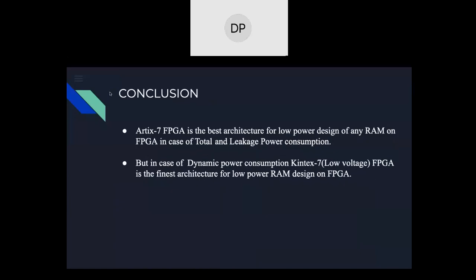Conclusion: Artix 7 FPGA is the best architecture for low power design of RAM among the FPGAs in case of total and leakage power consumption. But in case of dynamic power consumption, Kintex 7 low voltage FPGA is the finest architecture of low power RAM design on FPGA.